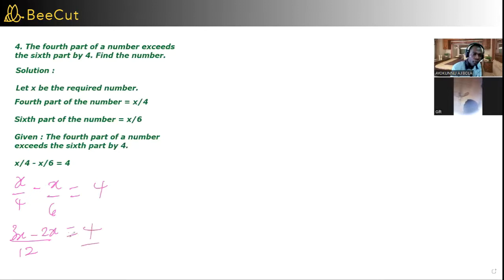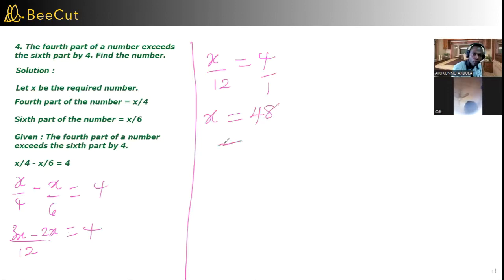Before you cross multiply, 3x minus 2x is a single x. So you're just going to have x over 12 equals 4. You now cross multiply. 1 times x is x, and 12 times 4. What is 4 times 12? That is 48. So that is our number that we are looking for. Is that clear to you? Yes, sir. Okay, very good.